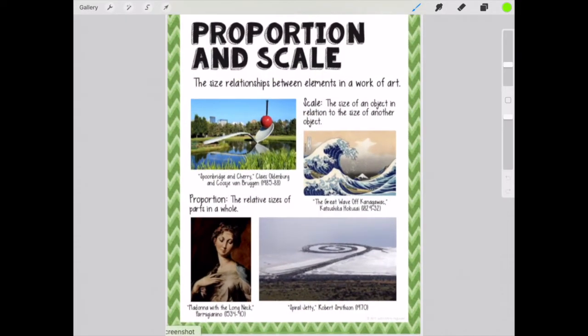So we're looking at proportion. Proportion is the size relationships between elements in a work of art. Here you see we've got Spoon Bridge and Cherry by Claes Oldenburg and his wife, Koosje van Bruggen. We've got the Great Wave off Kanagawa here, and the wave is huge, but Mount Fuji is really tiny and in the back. Then we have the Madonna with the Long Neck. Her neck is very much longer than you would normally see on a person.